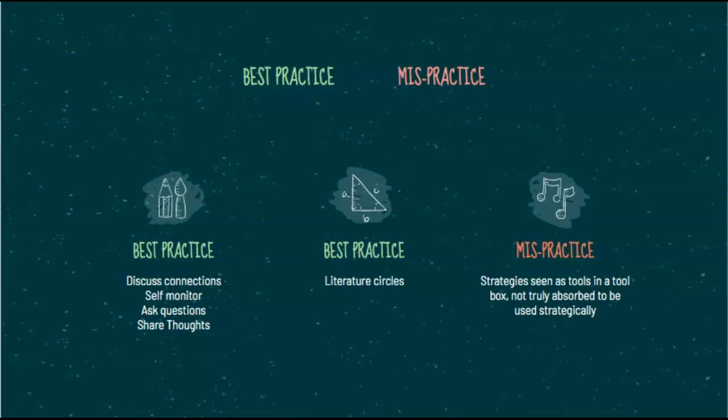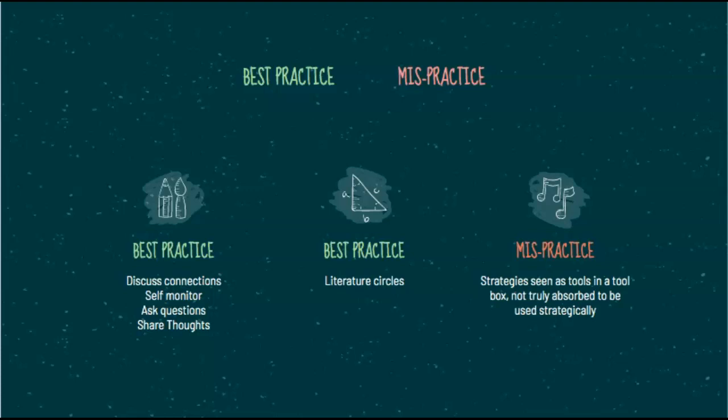Some of the best practices that students have consistently in my classroom are discussing what they understood and what they didn't, discussing connections they made, posing questions they had, sharing thoughts about the text. They are participating in literature circles, which include many of these mentioned strategies.